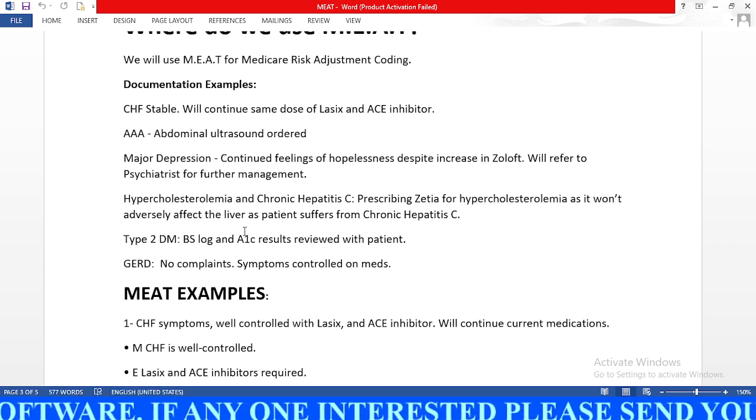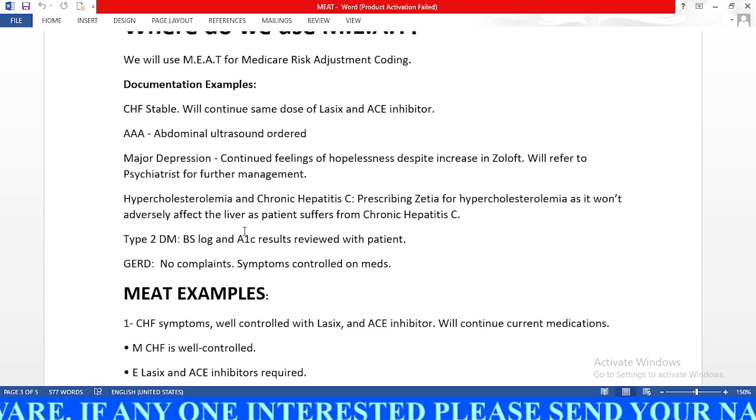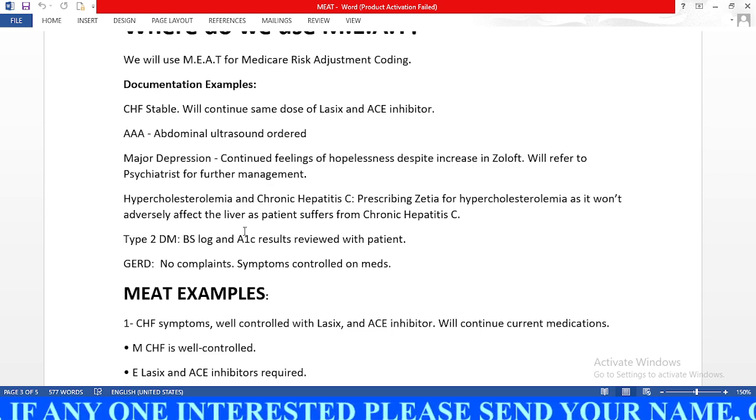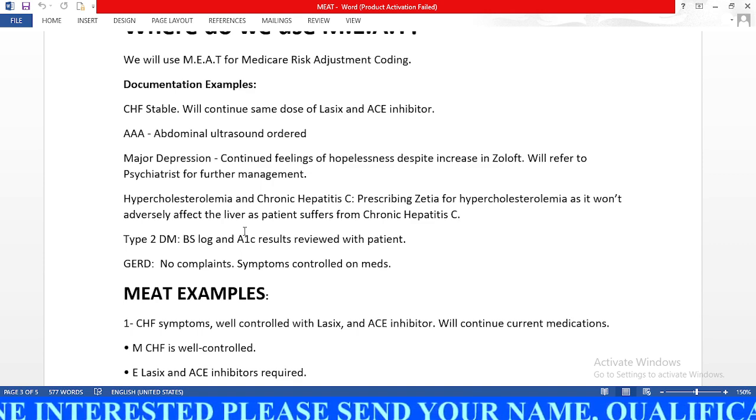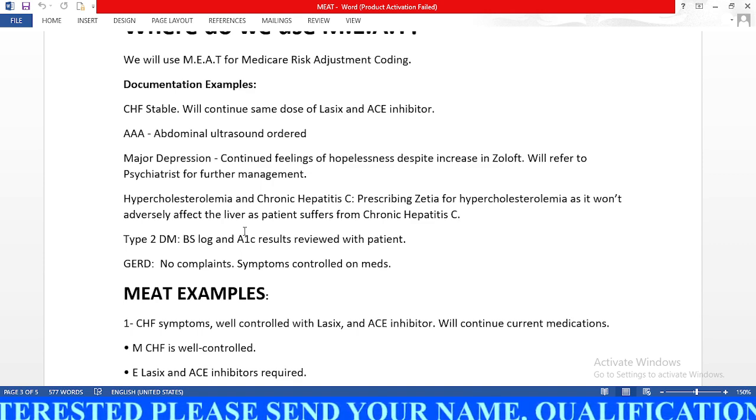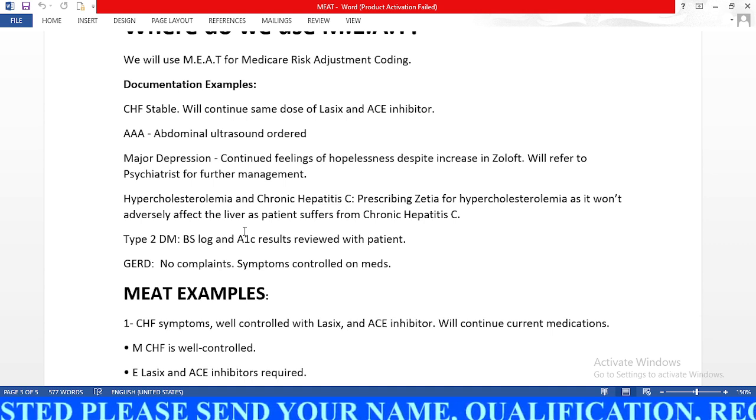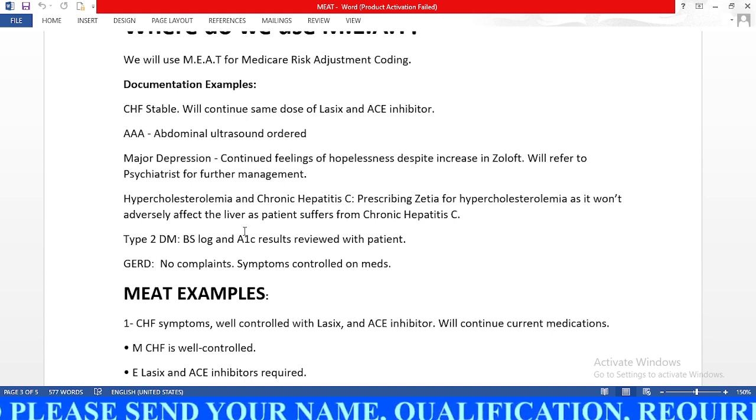The next one is major depression. In order to code using the MEAT concept: continued feelings of hopelessness despite increasing Zoloft, will refer to a psychiatrist for further management. Usually this will come under treatment.